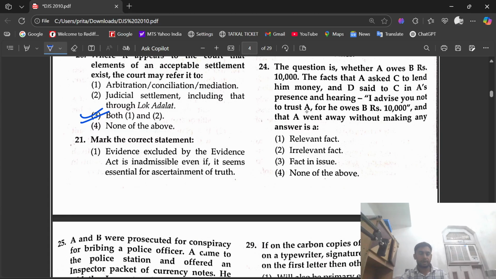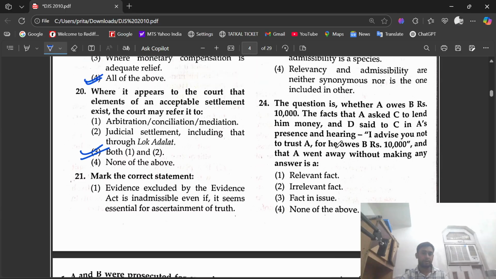Question number 21. Mark the correct statement. First, evidence excluded by the Evidence Act is inadmissible even if it seems essential for ascertainment of truth.